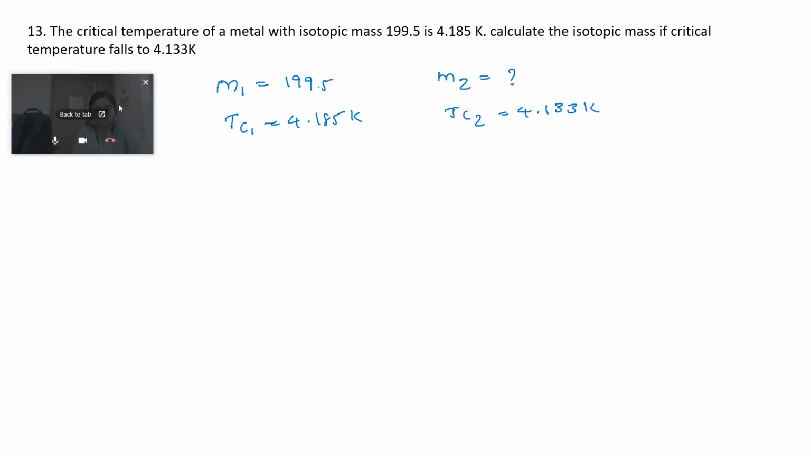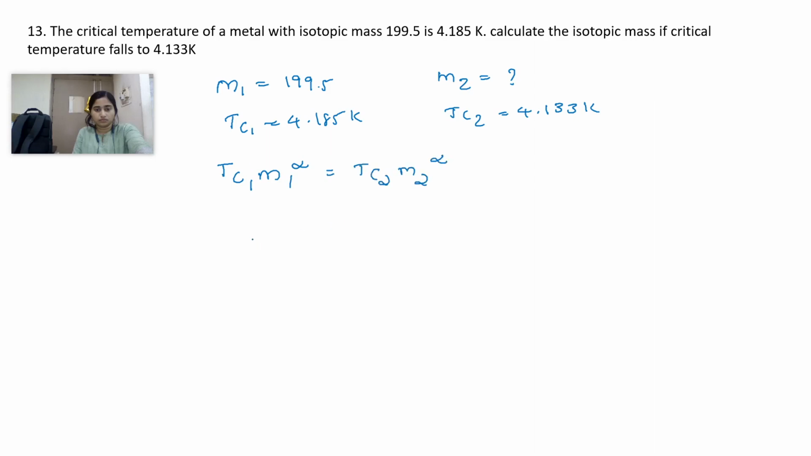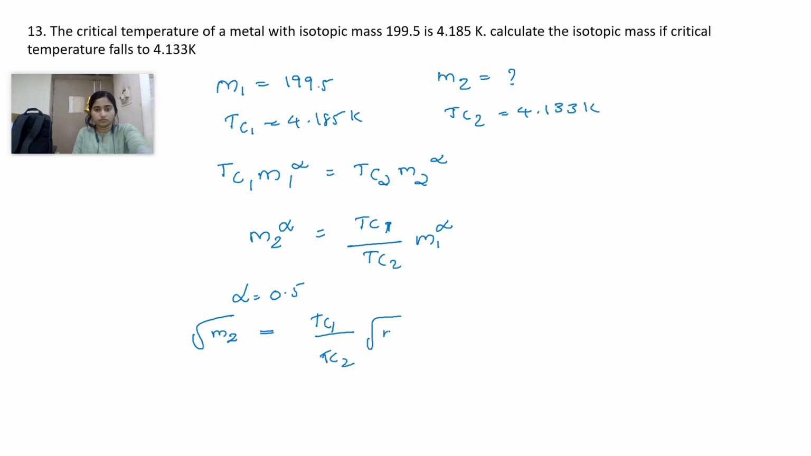In this case again we have to use the same formula. It will be Tc1 times M1 to the power alpha is equal to Tc2 times M2 to the power alpha. Now we need M2 to the power alpha, that is equal to Tc1 divided by Tc2 times M1 to the power alpha. Here alpha is 0.5, then root of M2 is equal to Tc1 divided by Tc2 times root of M1.